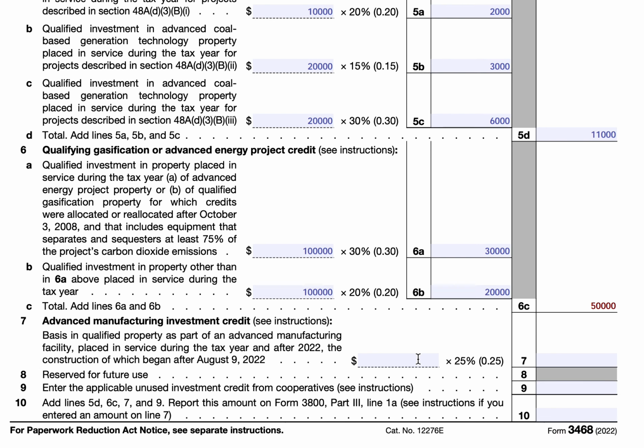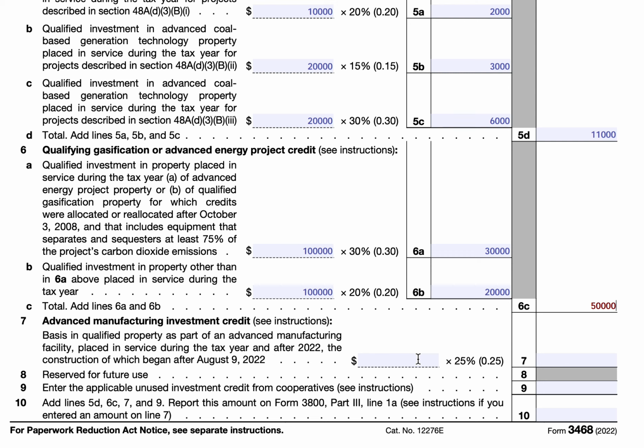So in line 7, now we're going to calculate the advanced manufacturing investment credit, which is equal to 25% of the qualified investment in any advanced manufacturing facility for an eligible taxpayer for the year. So qualified property includes any building or structural components, and then all of the following: any tangible property, any property that's allowed depreciation or amortization. For example, land is not depreciable, so it would not be qualified property.